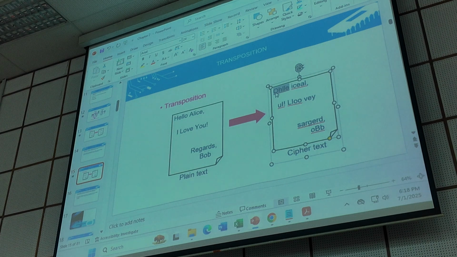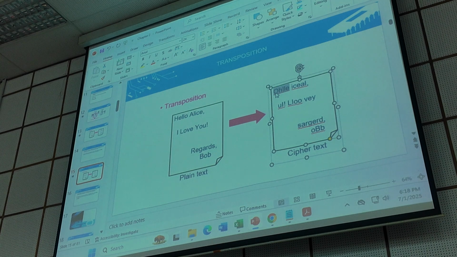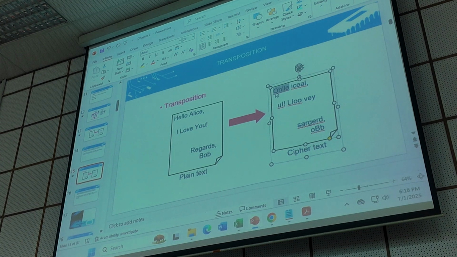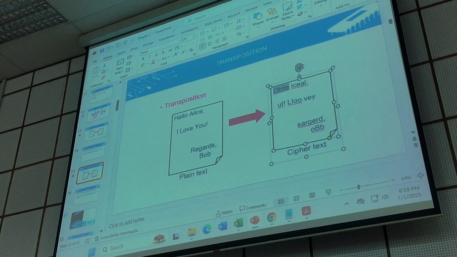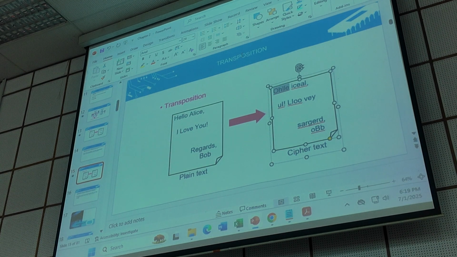Substitution, what is substitution? Substitute the words with other characters. Remember, there are 2 techniques to convert from the plain text to ciphertext. First one is substitution, second one is transposition. When you hear the word substitute, it means substitute the words with other characters. H becomes 1, E becomes 2. Transposition, rearrange the sequence, rearrange the words. H from first place changes to second place, change the sequence.